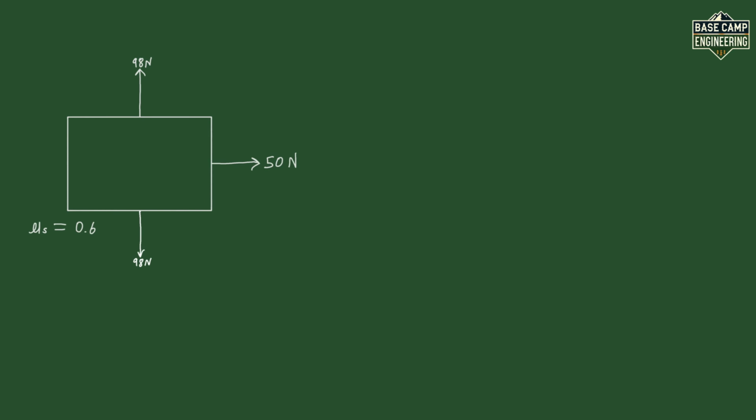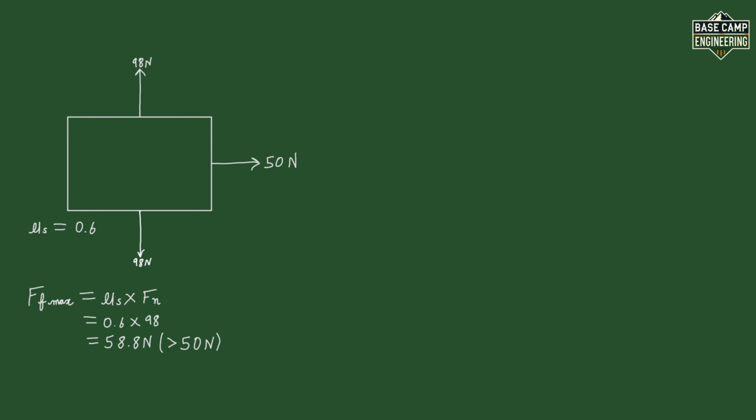Gravity remains 98 newtons downward. The normal force is still 98 newtons upward to balance it. And now, we have an applied force of 50 newtons to the right. Static friction opposes this potential motion, acting to the left. The maximum static friction force is given by F_friction_max equals μs multiplied by F_normal, which equals 58.8 newtons.